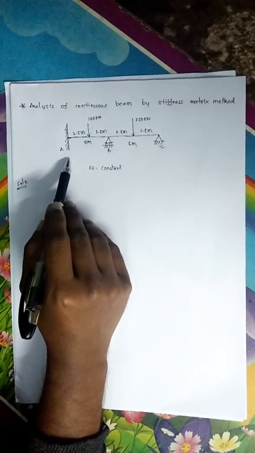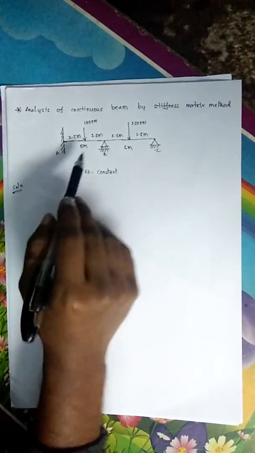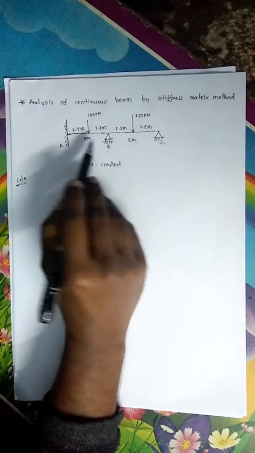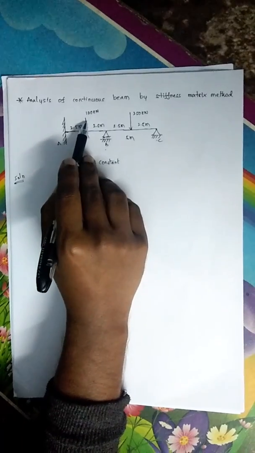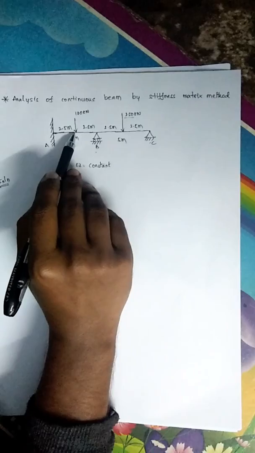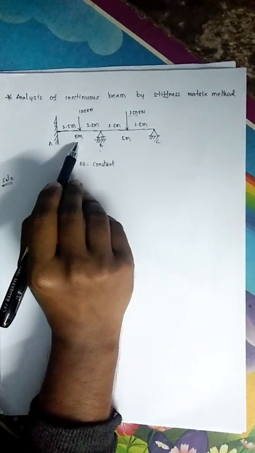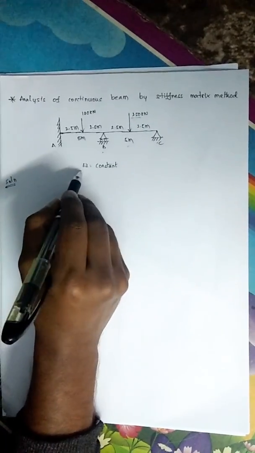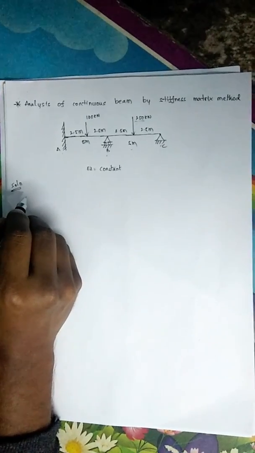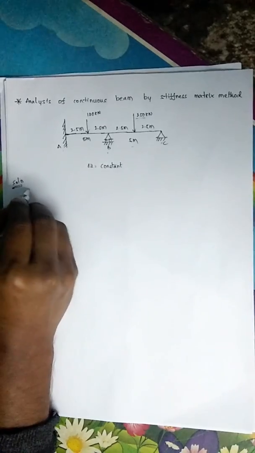I'm going to show you how to analyze a continuous beam by the stiffness matrix method. Here is a simple example of a continuous beam with one fixed support, a roller support, and a pin support. The loads are 100 kilonewtons and 250 kilonewtons, placed at the center of each span. The span of each beam is 5 meters and 5 meters, and EI is constant. Now let's look at the procedure of how to analyze a continuous beam by the stiffness matrix method.